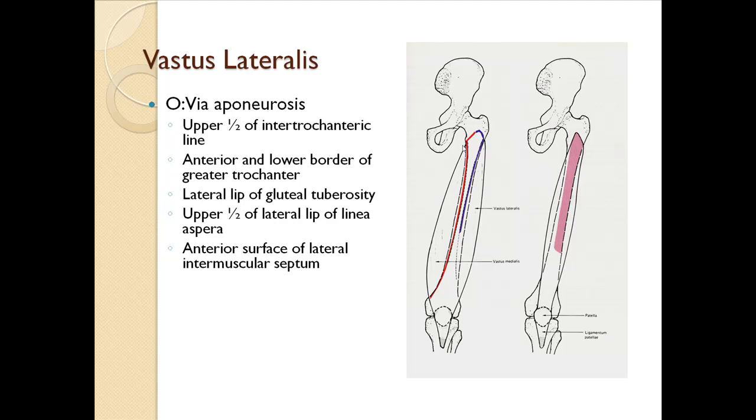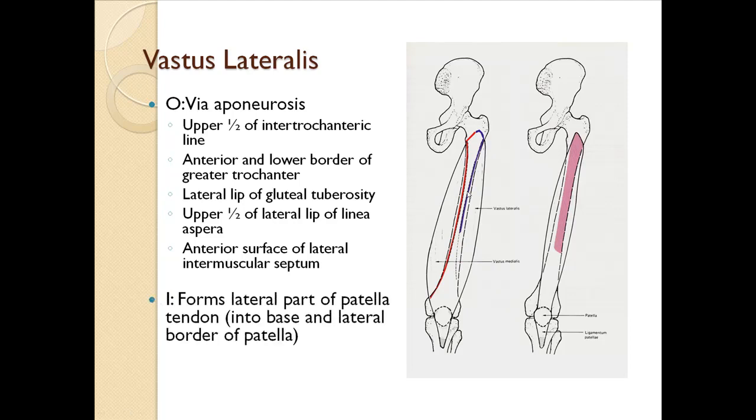Vastus lateralis is the most lateral of the quadriceps. Its proximal attachment is this blue line that you can see here. Anteriorly, it arises from the upper half of the intertrochanteric line on its anterior surface, the anterior and lower borders of the greater trochanter, before spiraling around the back to attach onto the lateral lip of the gluteal tuberosity and the upper half of the linea aspera. It also takes some fibres from the anterior surface of the lateral intermuscular septum. As it runs down, fibres come obliquely downwards and medially, and vastus lateralis goes on to form the lateral part of the patellar tendon.